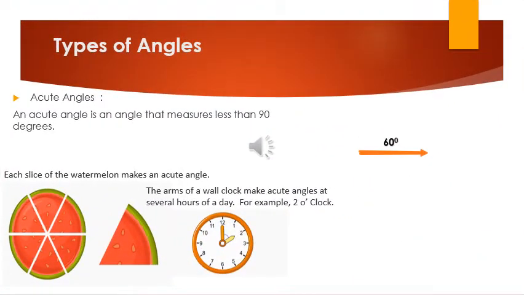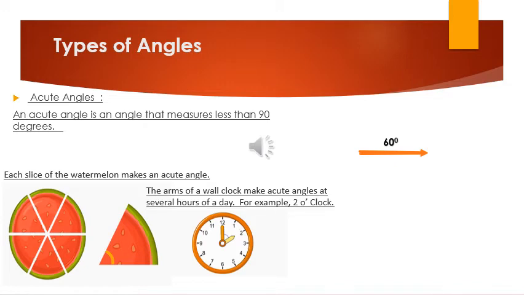Let's see about the types of angles. The first type of angle is acute angle. An acute angle is an angle that measures less than 90 degrees. See some examples of acute angle around us. Each slice of the watermelon makes an acute angle. The arms of a wall clock make acute angles at several hours of a day. For example, 2 o'clock. Left side, you can see one example of 60 degrees. 60 degrees is less than 90 degrees. So, it is an acute angle.